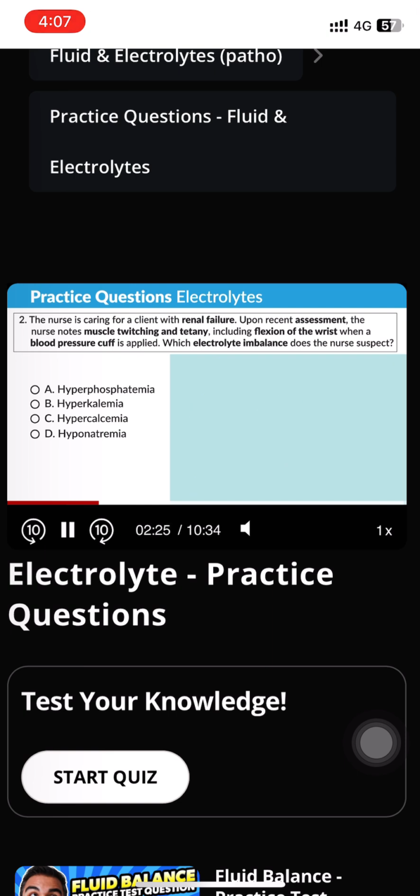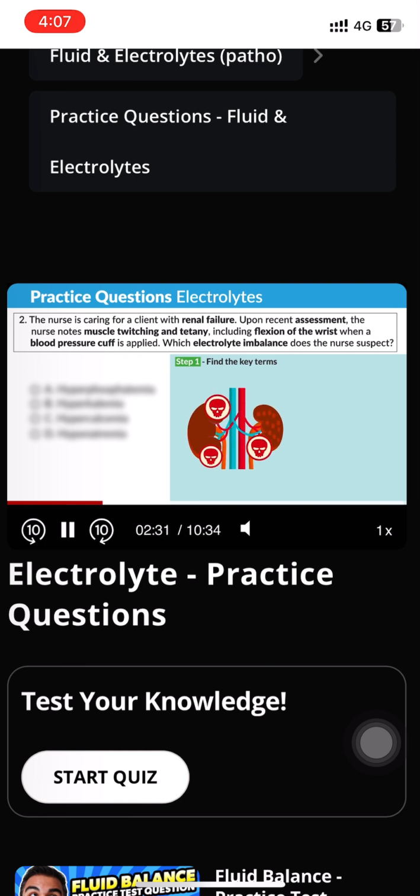Okay, so let's break this question down. You should always look at the key terms first. This client has a key term, renal failure, basically kidney failure. And you know that the kidneys are the washing machines of the body, helping to wash out and filter waste from the body and into the potty. So we know that the client has broken washing machines and can't wash the blood.